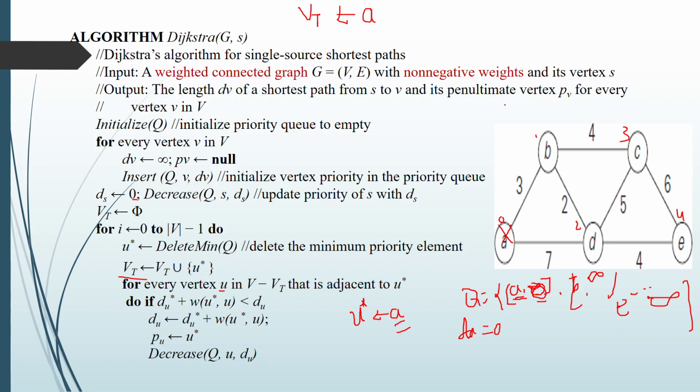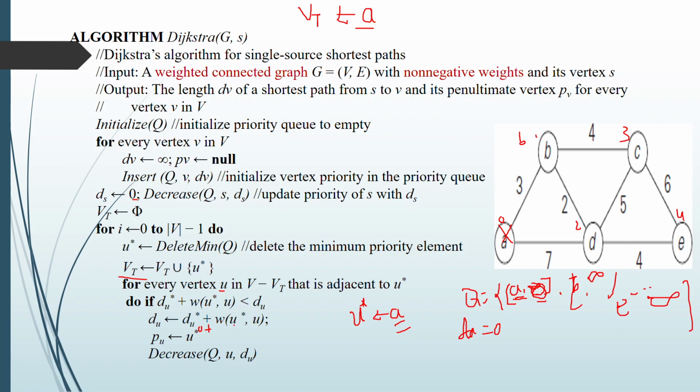So now I'll take B first. At present I'll take B. Next is if d of u star, the distance of that particular vertex. So what is the distance now? D of u star means which vertex? A. And what is the distance of that one? That is 0. So here I'll write 0 plus W of u star comma u. U star is your vertex which is already there in your VT, and u is adjacent to u star.